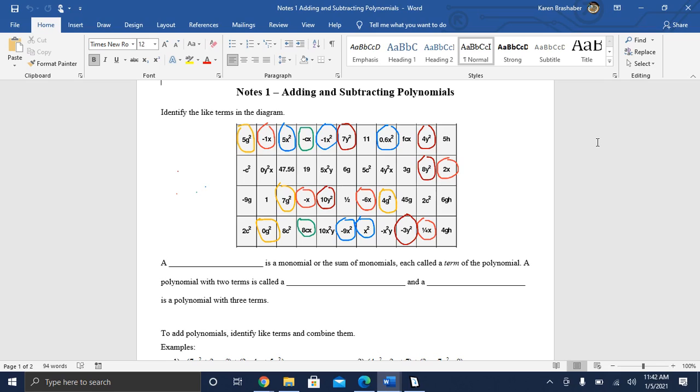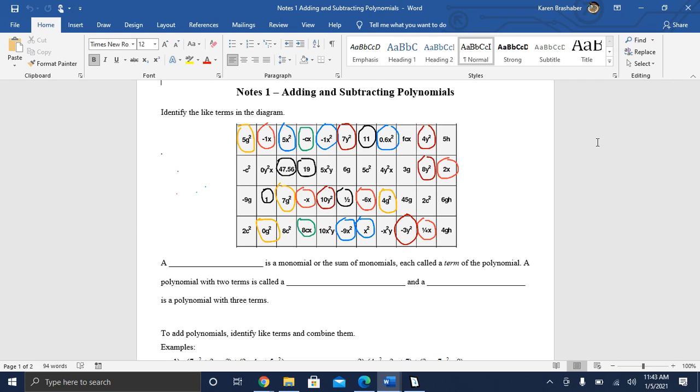Now, another like term could just be a number or a constant. And so we'll look at 11 and see if we have any that are just numbers or constants. One that you might overlook is the decimal, 47.56, but that is a constant. 19 is a constant. 1 is a constant. 1/2 is a constant. Anything that just has a number and no variable would be considered a constant.